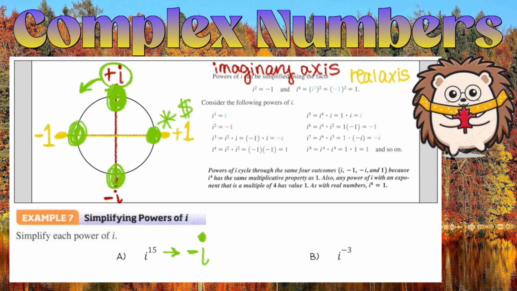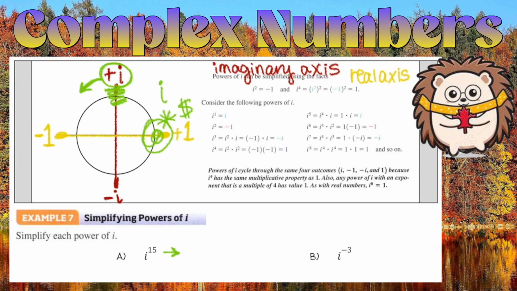What is another way to think of this? Well, let's pretend we didn't do that. What's another way? Instead, what if I think of this spot right here as i to the 16th power, and then I backtrack? Well, there it is again, negative i, right? What else?